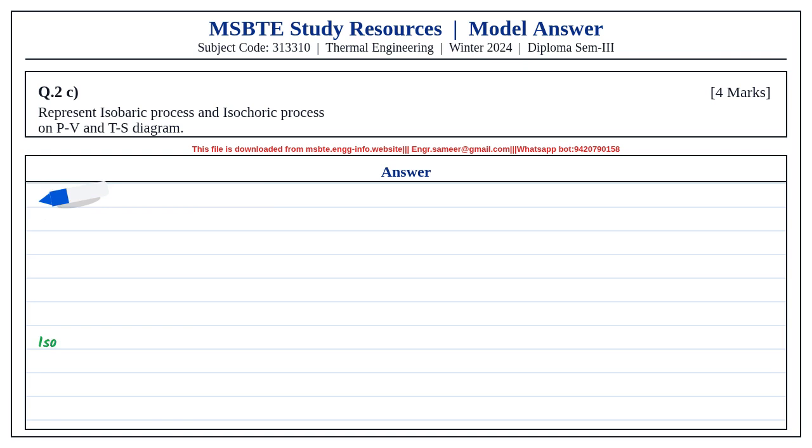Cutoff ratio in diesel engine is the ratio of cylinder volume at the end of fuel cutoff to the volume at the beginning of fuel injection. Cutoff ratio is V3 by V2.